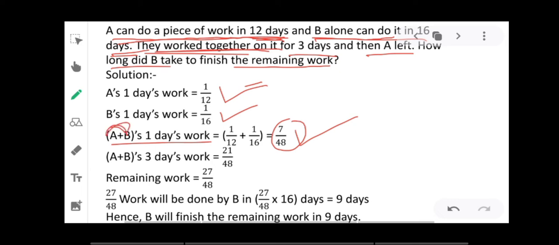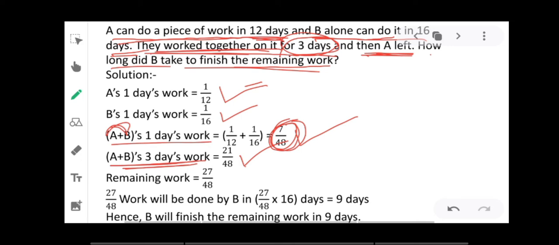They work together for 3 days. So A and B's 3 days work will be 3 into 7 upon 48, because this is the 1 day work. So 3 into 7 upon 48, that is 21 upon 48. 3 into 7, 21, so 21 by 48. This is the 3 day work of A and B. Clear? Then A left. So how long did B take to finish the remaining work?